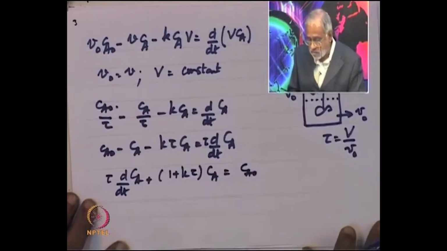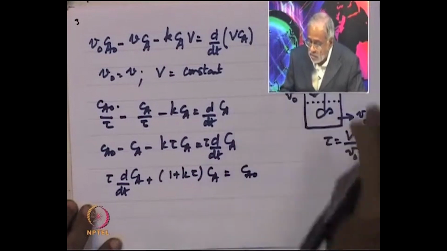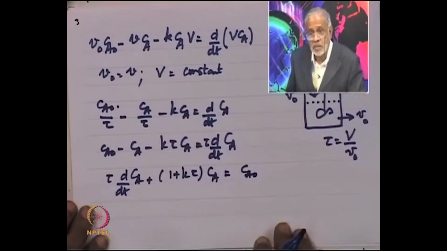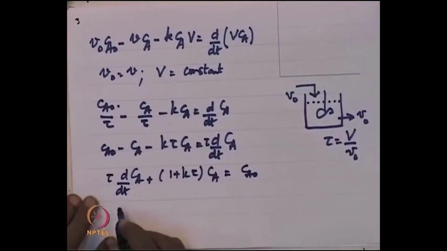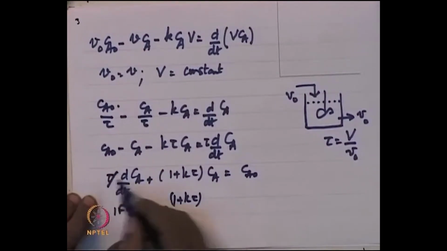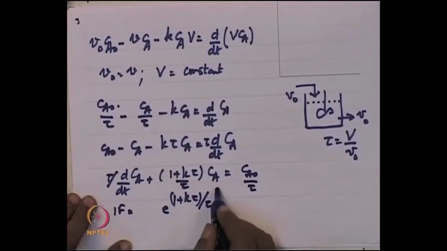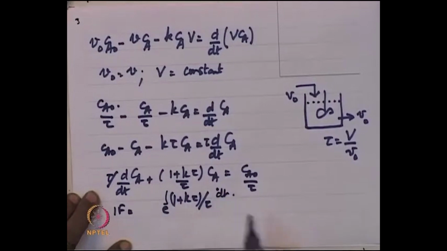So, this is the equation that describes the stirred tank during the unsteady state. What is the integrating factor? The integrating factor is e raised to the power of 1 plus k tau, multiplied by the integral of dt over tau. So, this is the integrating factor.